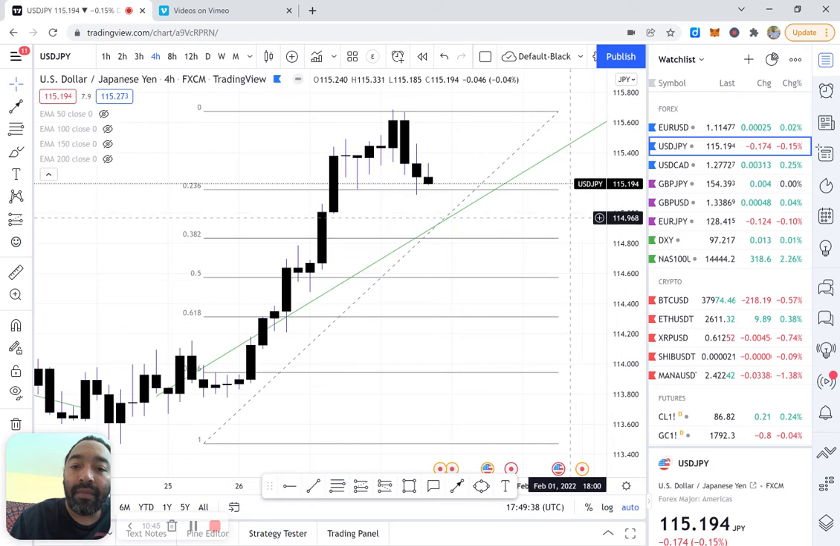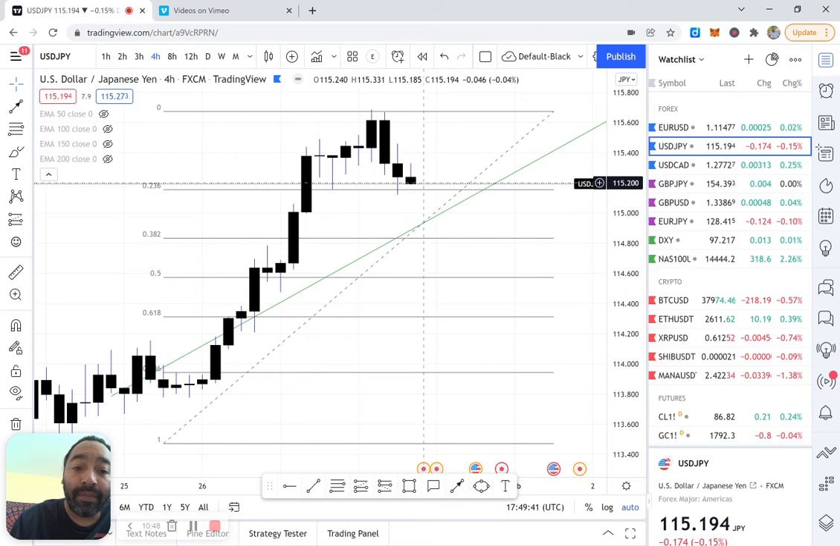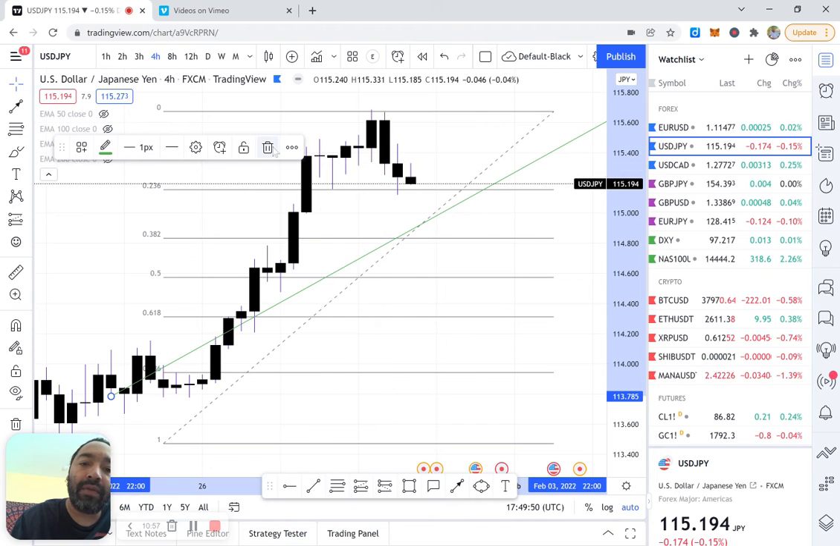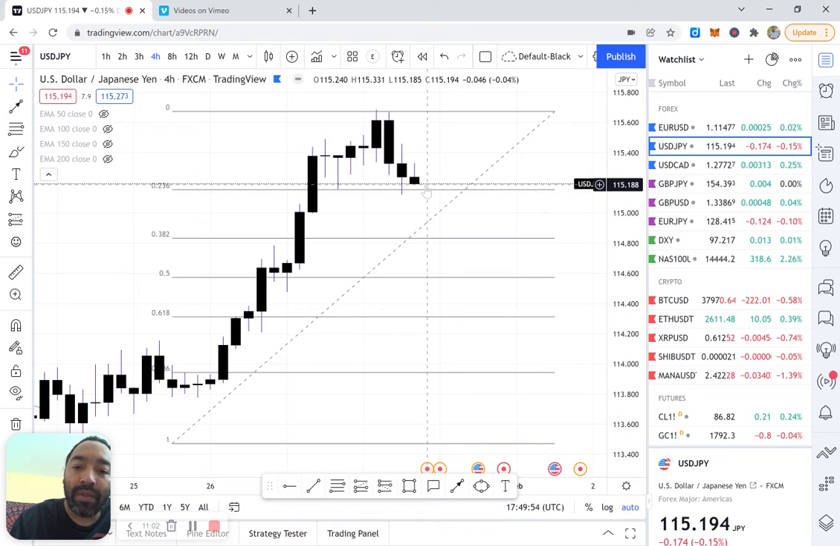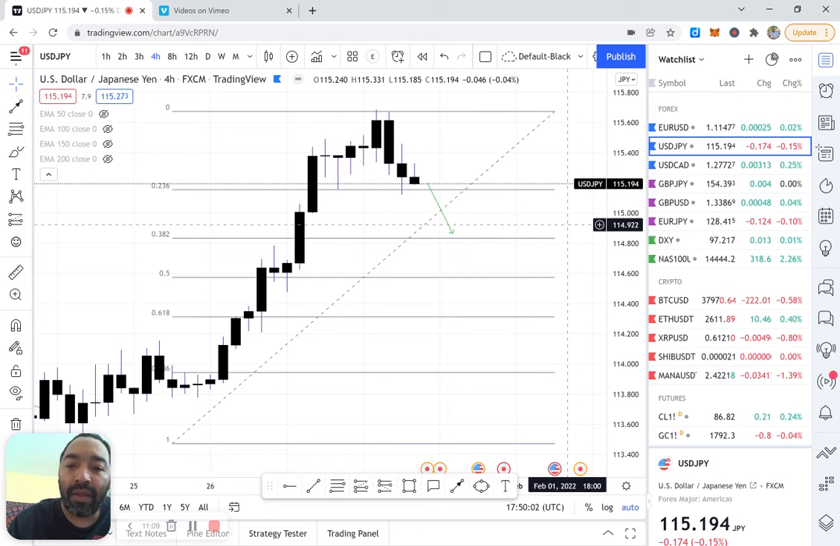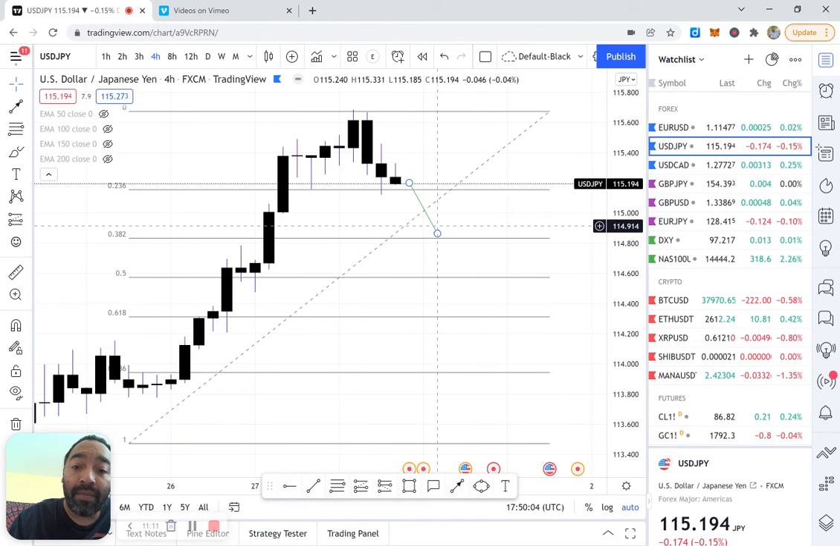So now I think it will come down. It's already here at this 23 level. Let me get rid of this arrow because I don't need it for this week. So now I think it will probably continue down to this 38. This is what I'm going to watch. I think it'll come down to this 38 level, test it, and then possibly break down to the 50.